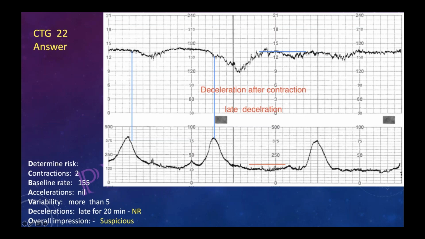Very good. Contractions are only 2 in 10 minutes. Baseline is 160, or 155, but it is nearing that. No acceleration. There are late decelerations. This is the tip of the contraction, and here the deceleration starts and it ends here. These late decelerations are there for only 20 minutes. Late deceleration for less than 30 minutes is an NR feature. So it is suspicious. Very good.